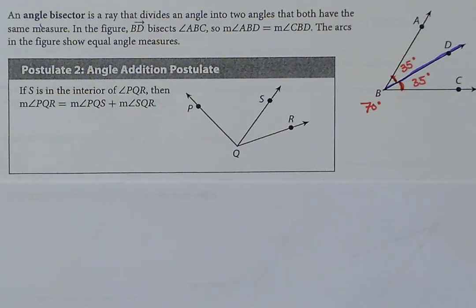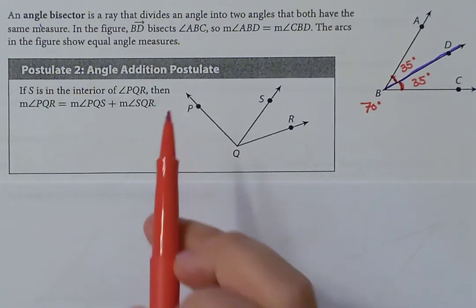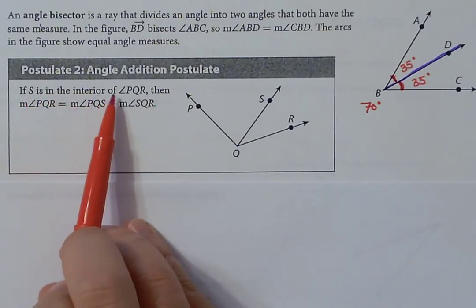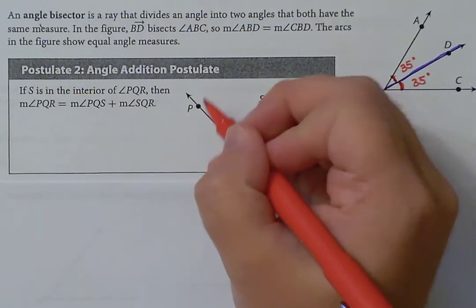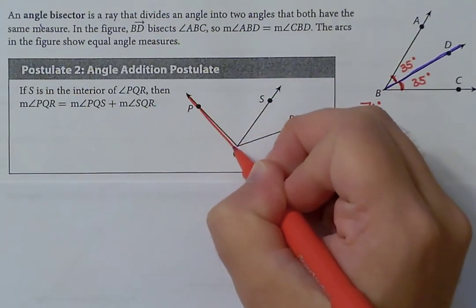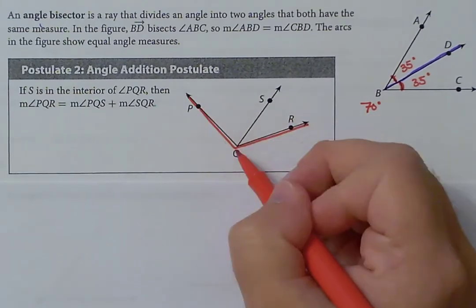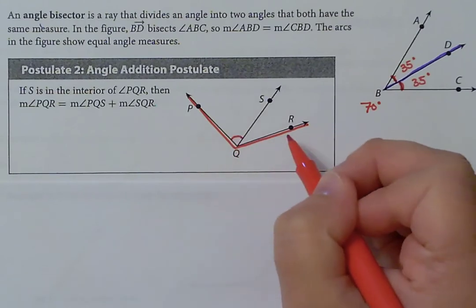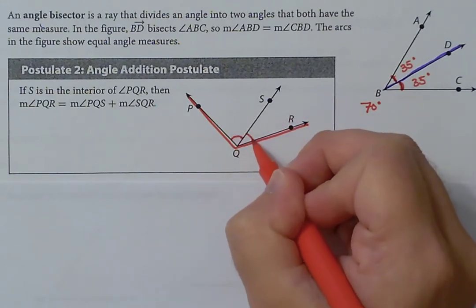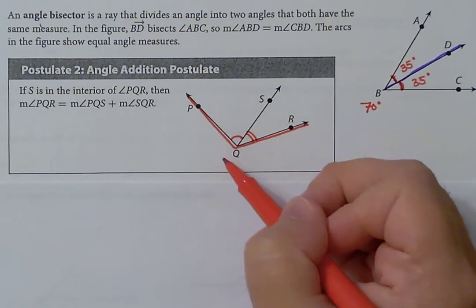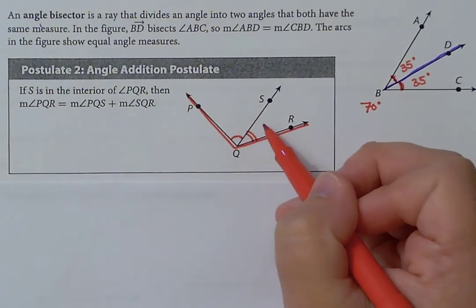Now, the angle addition postulate is going to be very similar to the segment addition postulate. So the angle addition postulate states that if S is in the interior of angle PQR, then the measure of the entire angle is equal to the measure of angle PQS plus the measure of angle SQR. So they can be different measures. They don't have to be equal. All it's saying is that the entire angle is equal to this plus this.